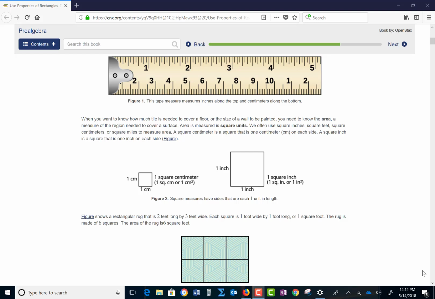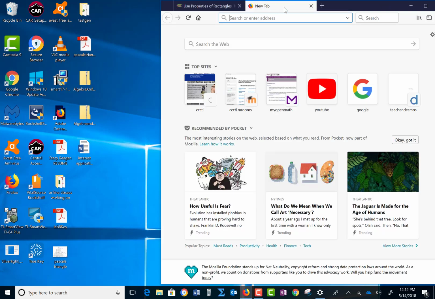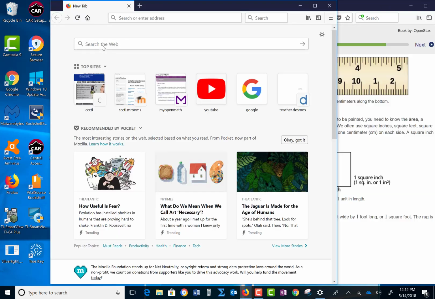Before we get started with the lesson, I want to show you a little trick that you can use so that you can have the video open as well as the link to your textbook. If you go up to the top of your screen and you click on the two little squares, you can open another tab, and when you drag it over, you now have two windows that you can work from.